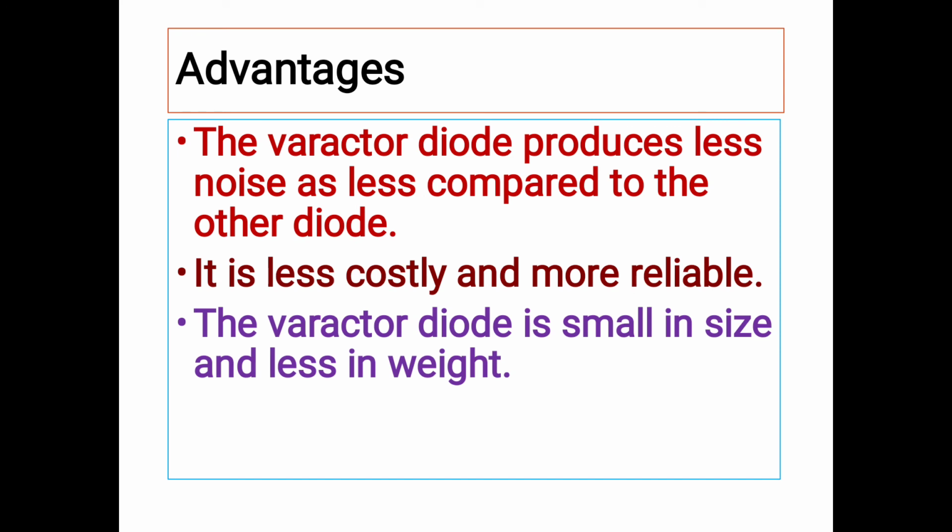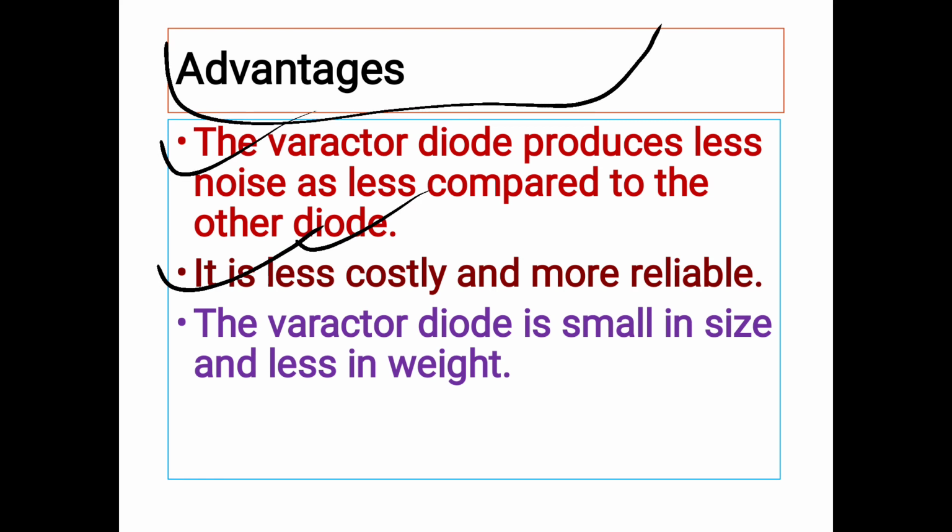Now we will study about the advantages of using the varactor diode. So the first advantage is that the varactor diode produces very less noise as compared to the other diodes. This is one of the advantages, because we require less noise only. It is less costly and more reliable. It is less costly, it means it is cheaper, and it is more reliable. So it is cost effective. And the last advantage is that the varactor diode is small in size and less in weight, so it can be handled very properly.